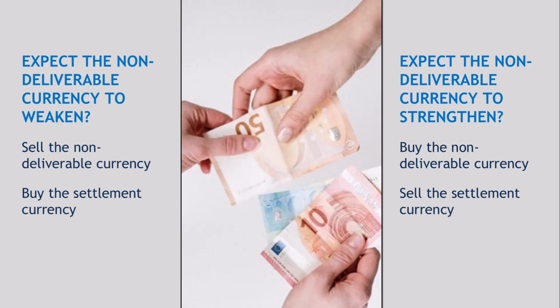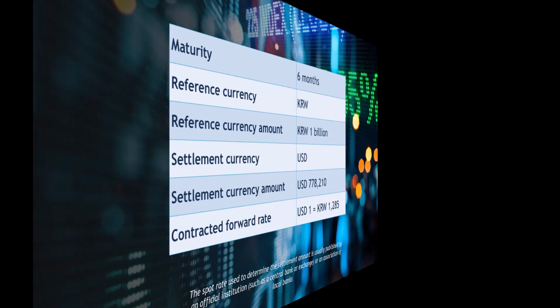The quoted contracted forward rate is based on the interest rates that prevail in the respective markets. This should follow the principles outlined in the previous forward market module. However, there may be a difference between the deliverable forward rate and the NDF, perhaps due to the cost of hedging the bank's own market risk.